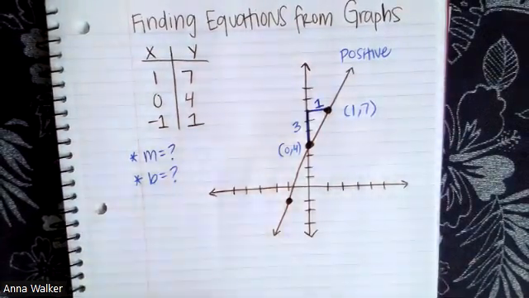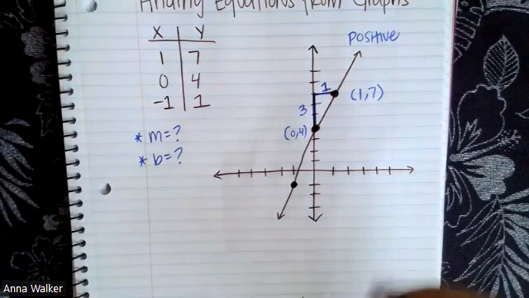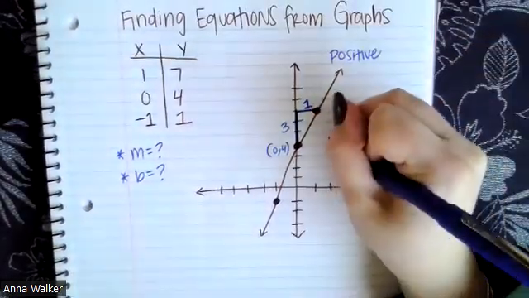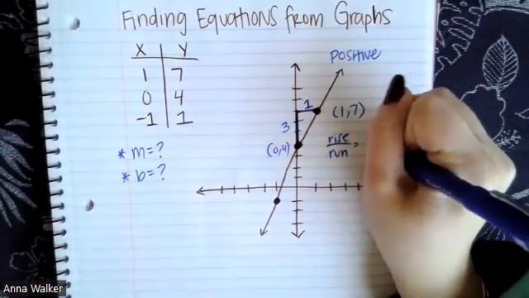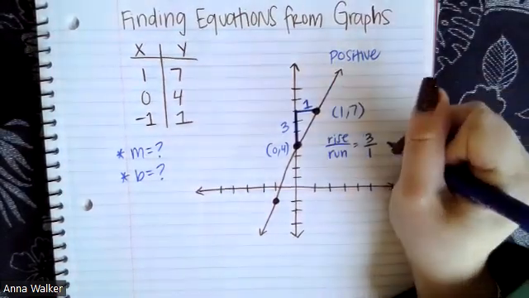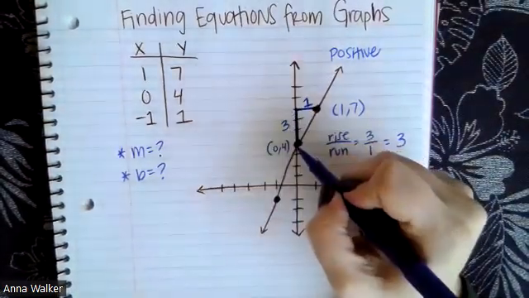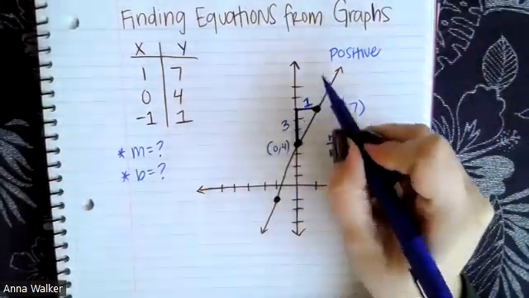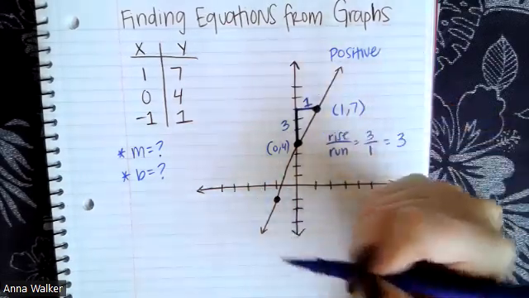So the rise over the run, I'll write it right here. The rise over the run is equal to 3 over 1, which if we simplify that is 3. The slope of this line is 3. If I start at any point and go up 3 over 1, up 3 over 1, up 3 over 1, I should end up at a point on this particular line.